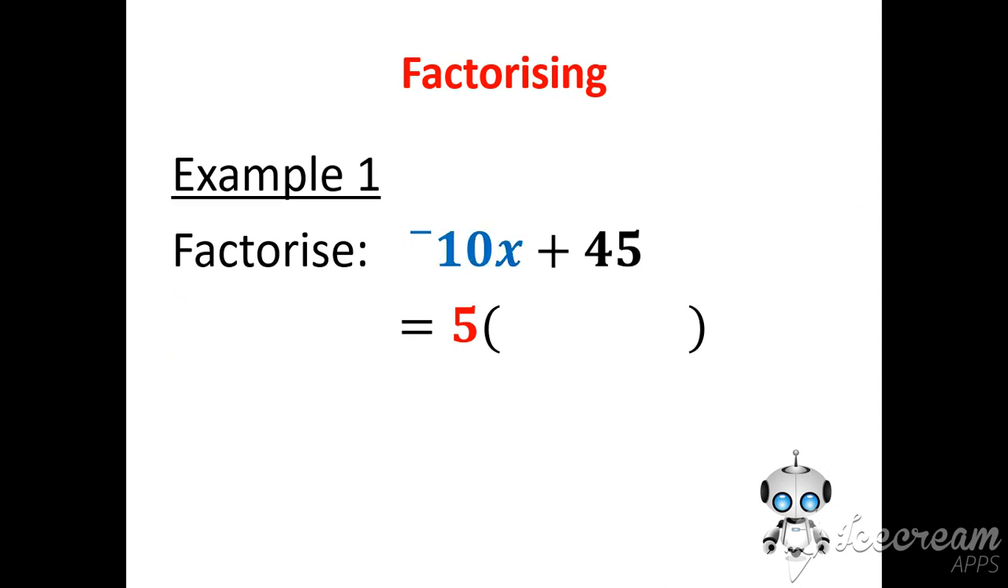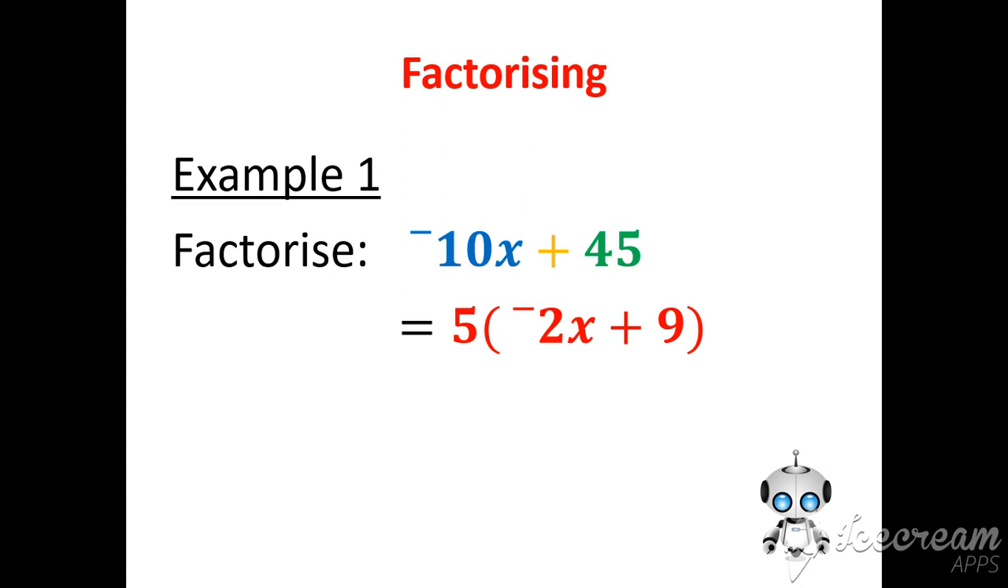Now we say to ourselves, 5 times something gives us negative 10x. It's got to be a negative number because a positive times a negative gives us a negative, and we need negative 10x. It's got to be 2 because 5 times 2 is 10, and there's got to be an x because we've got an x there. We see our plus sign, so we can pop that down. Now we turn our attention to the second term, 45, and say 5 times what is 45? Well, 5 times 9 is 45, so we pop a 9 there. So we've factorised it to give us 5 bracket negative 2x plus 9.